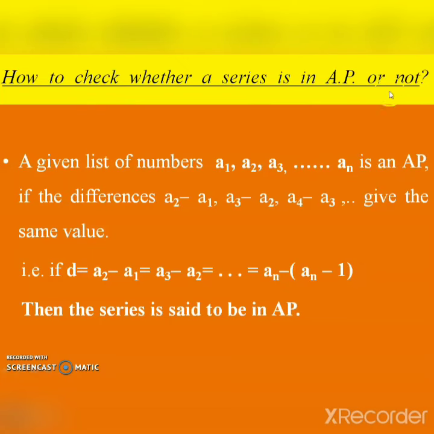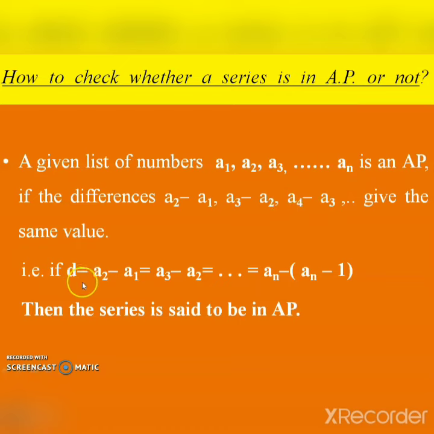Now, how to check whether a series is an AP or not? This type of question is seen in many exams, where it will ask you to check whether a series is an AP or not. So remember, a given list of numbers, that is A1, A2, A3 up to An, is an AP if the differences are the same: A2 minus A1, A3 minus A2, A4 minus A3, and so on. For A2 minus A1, for example, I'm getting 8. Then for A3 minus A2 also I should get 8, and for A4 minus A3 also I should get 8.